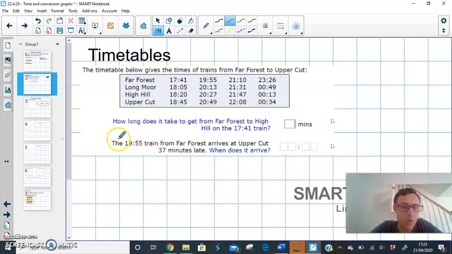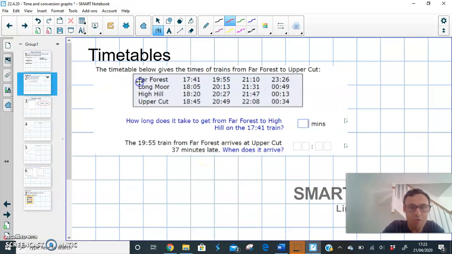Okay, so questions are similar to the ones here. I'll just talk you through a couple of them, but I think you'll be absolutely fine. You will need to draw yourself a number line again. How long does it take to get from Far Forest to High Hill? So how long does it take to get from Far Forest to High Hill? On the 1741 train, Far Forest to High Hill on the 1741 train.